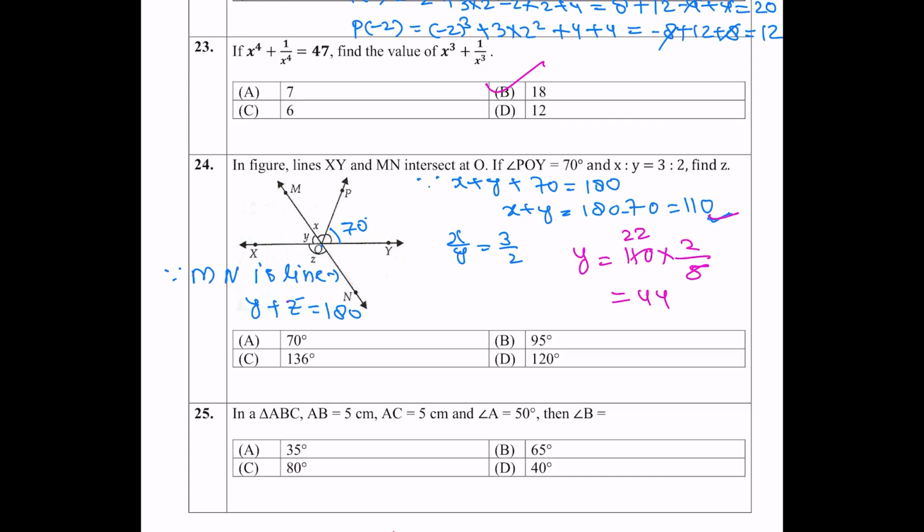So here we have to calculate the value of z. So z we can write as 180 minus y. The value of y here is 44. So this value is equal to 136. So here we are getting option C as the correct one.